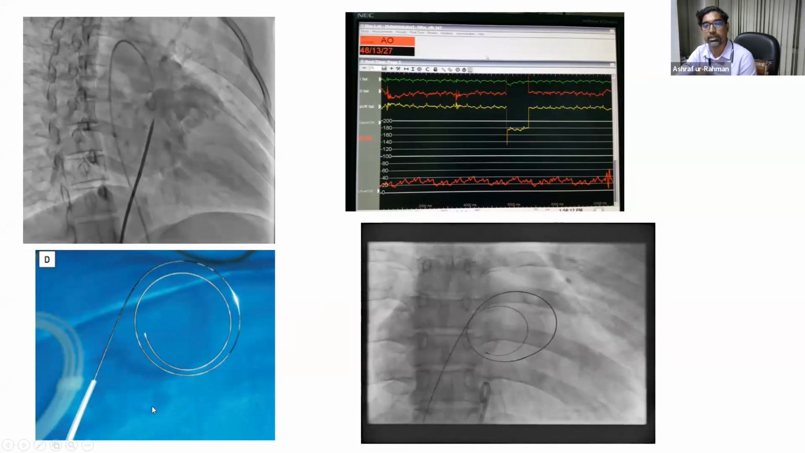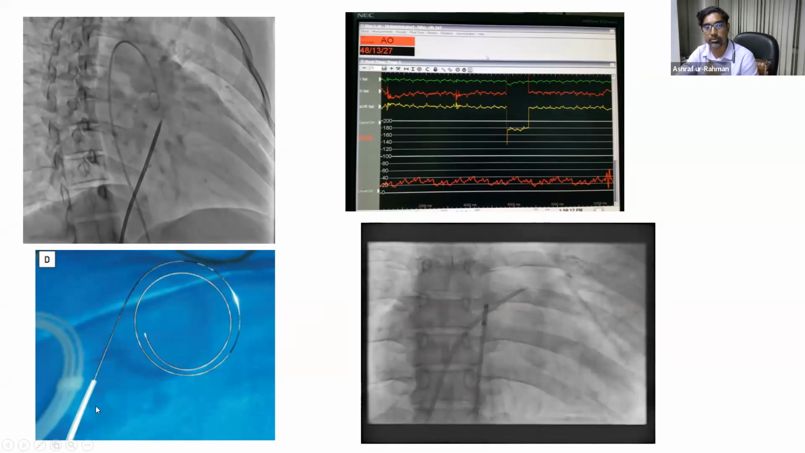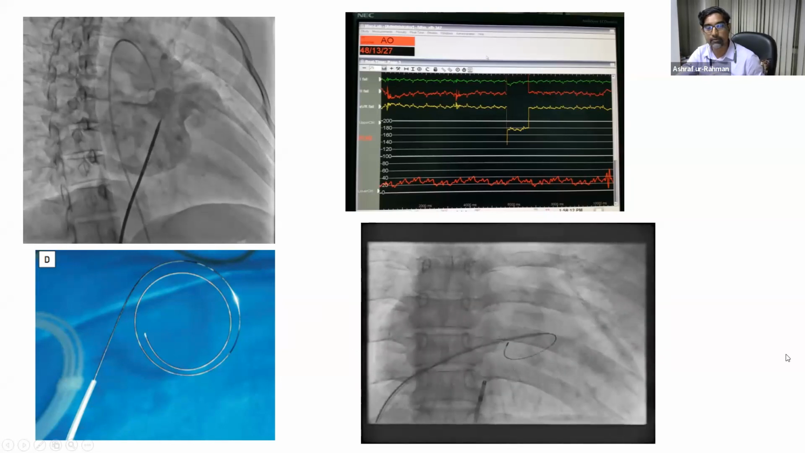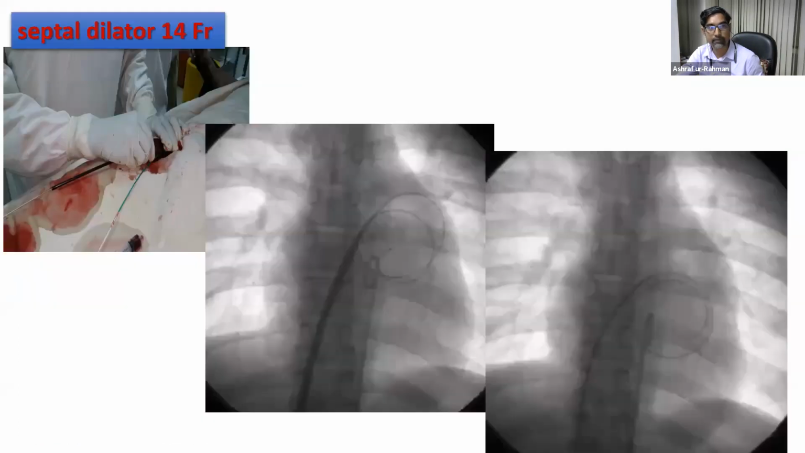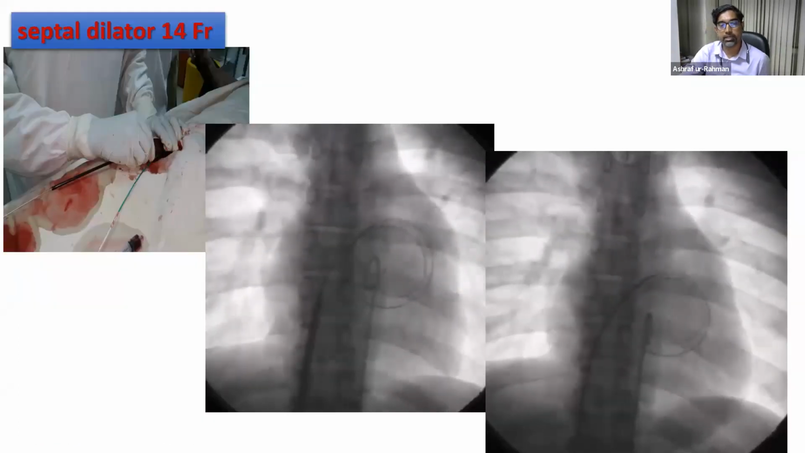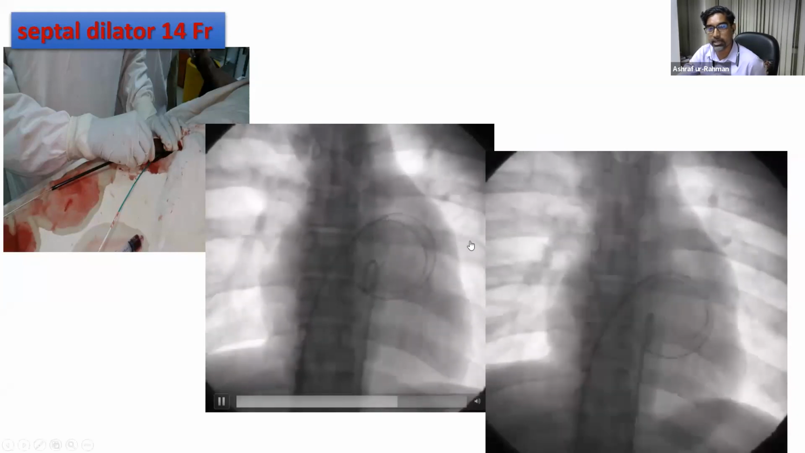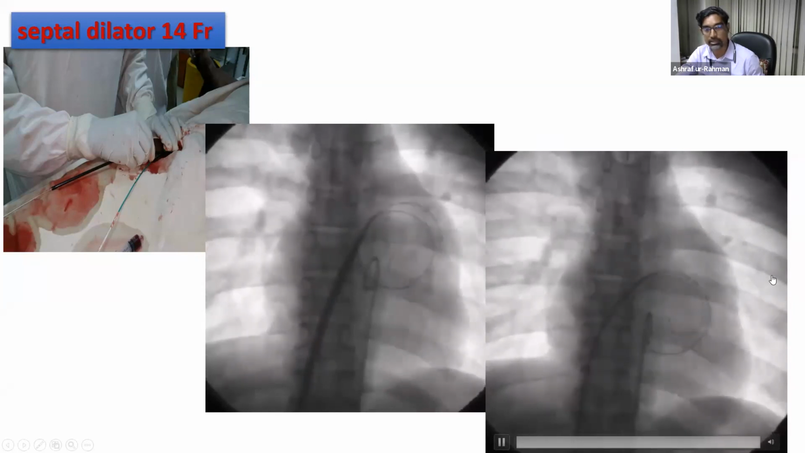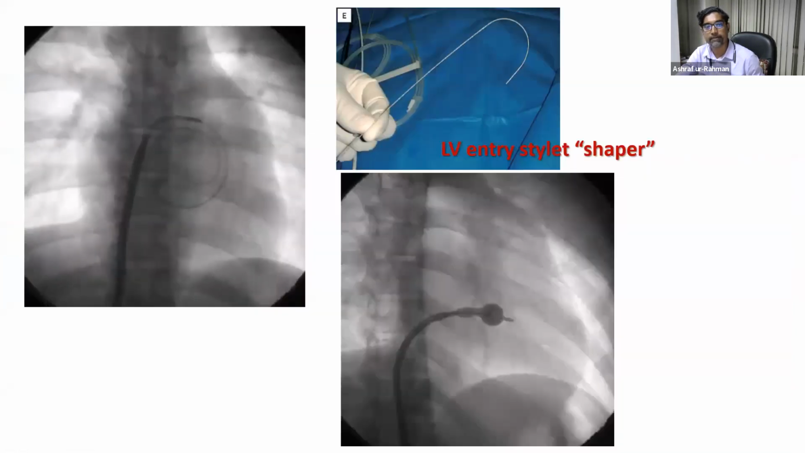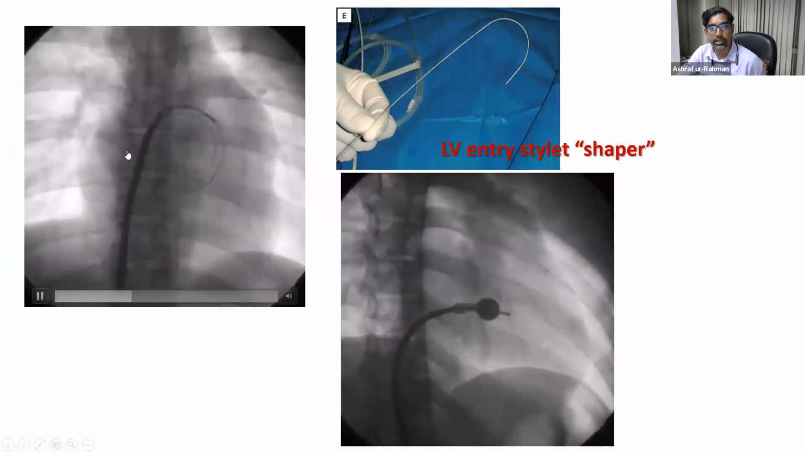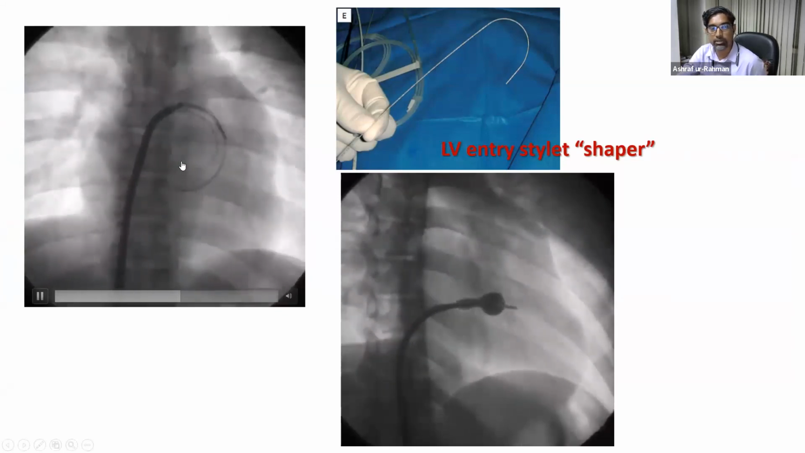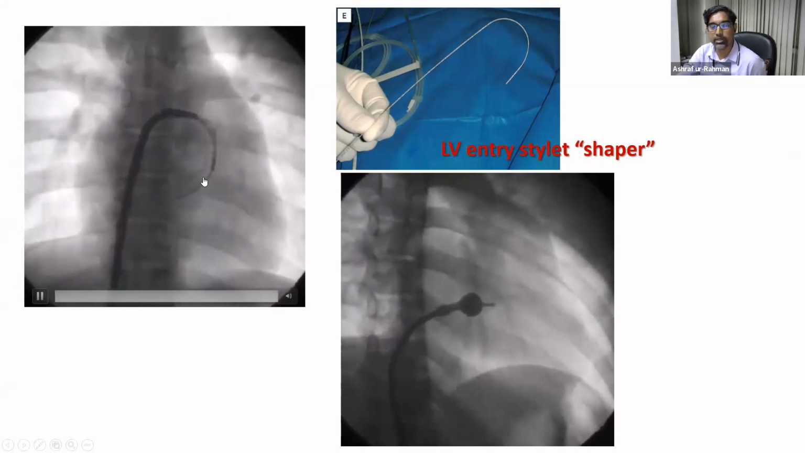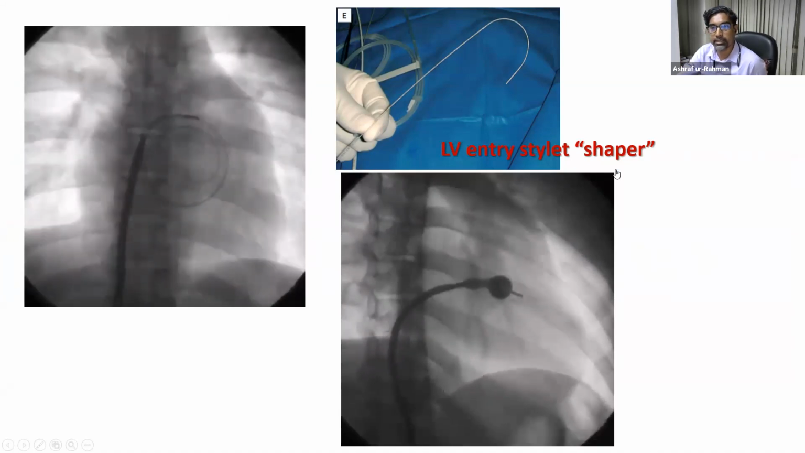Then LA pressure is recorded, and we will do the Brockenbrough drill and push the spring wire into the LA. Then septal dilatation is done. Then the spring wire is kept in the LA, and the Mullins sheath is withdrawn. Then we take the Inoue balloon over the spring wire. Then we have to enter the LV by taking a shaper.